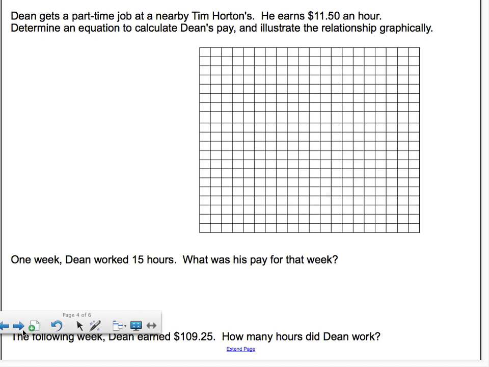So here's a question that's sort of related to this. This allows us to predict. If we know that things are behaving linearly, it allows us to predict things and allows us to do certain calculations. So here, Dean gets a part-time job at a nearby Tim Hortons. He earns $11.50 an hour. How can we determine a calculation that determines Dean's pay? And how can we graph this? So if he earns $11.50 an hour, how can we determine a calculation to calculate Dean's pay?